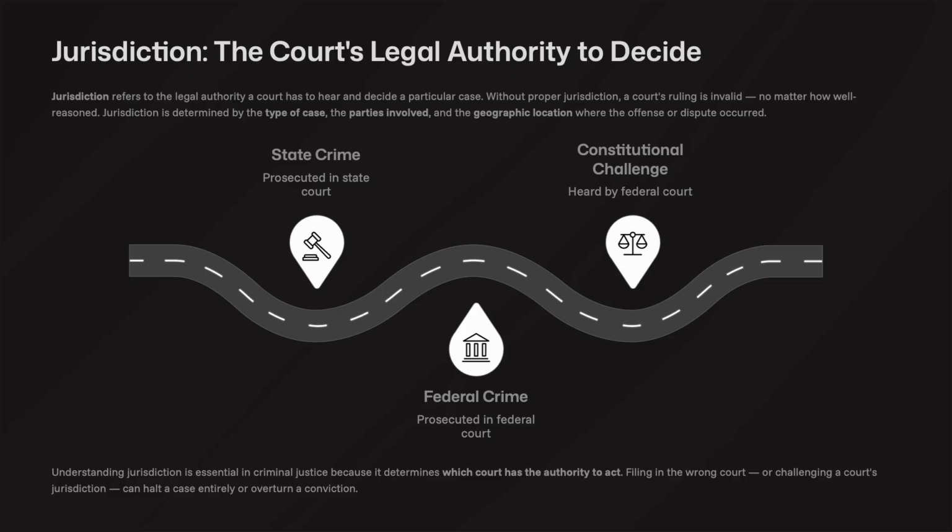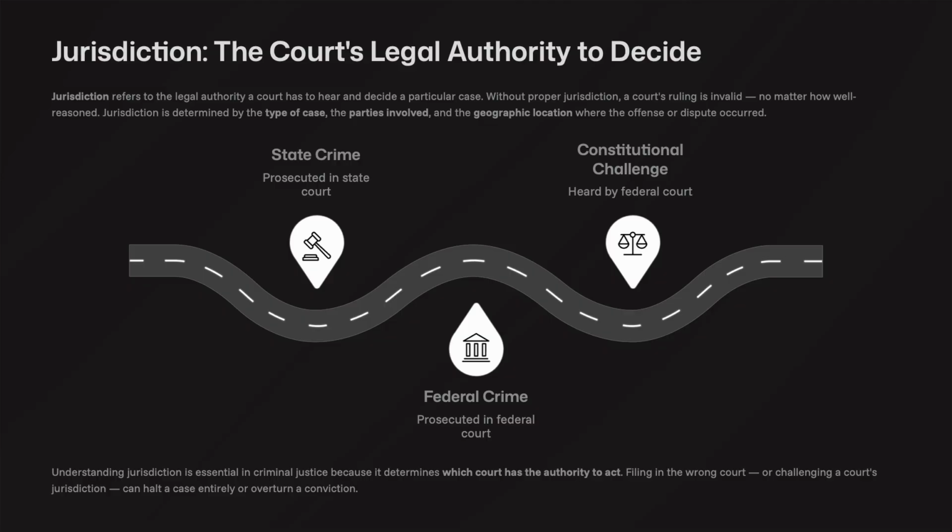Jurisdiction. One of the most important legal concepts we'll study throughout this course is jurisdiction. Jurisdiction simply means a court's legal authority to hear and decide a particular case. If a court lacks jurisdiction, it cannot legally resolve the dispute. For example, a robbery prosecuted under state law belongs in state court. A federal immigration offense belongs in federal court. A lawsuit involving a federal constitutional issue may also be heard in federal court.